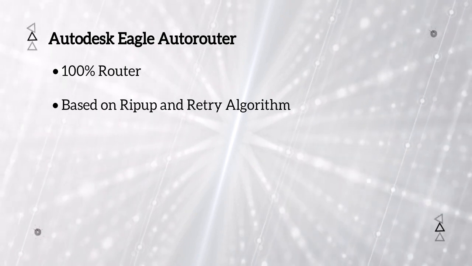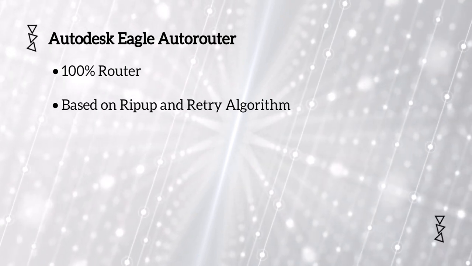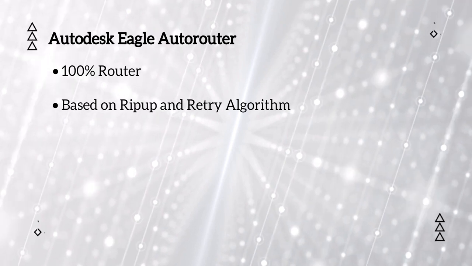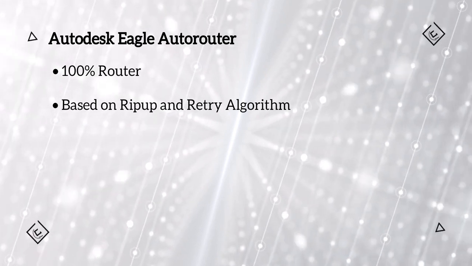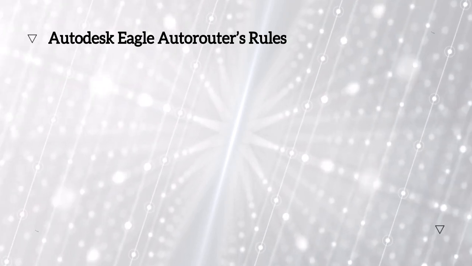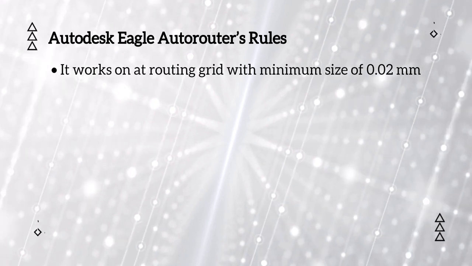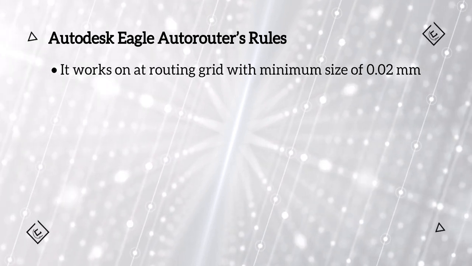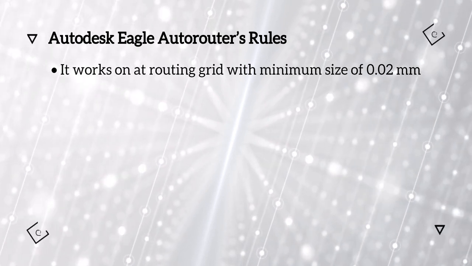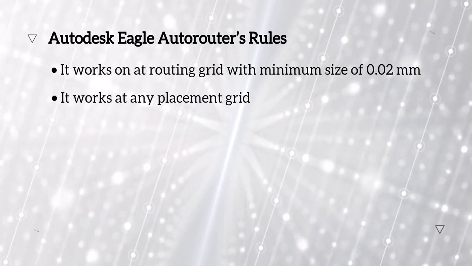The number of tracks it may remove is called rip-up depth, which is decisive for the speed and the routing result. This feature has some rules. Here are some of them. It works on a routing grid with minimum size of 0.02 mm. It works at any placement grid.